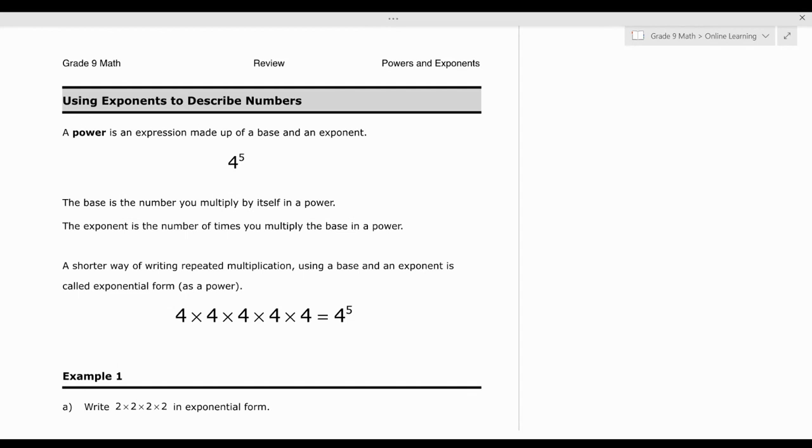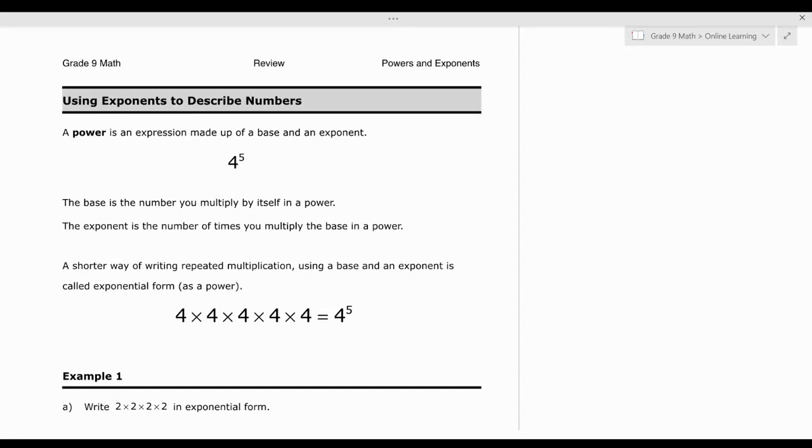So first of all, I keep saying power, exponent, what is that? So you'll notice it tells you a power is an expression made up of a base and an exponent. So there's a little 4 to the power of 5. So that's how you can say it. You can say 4 to the power of 5, 4 raised to an exponent of 5. You will find that people often interchange the use of power versus exponent. So just so you're aware of that.